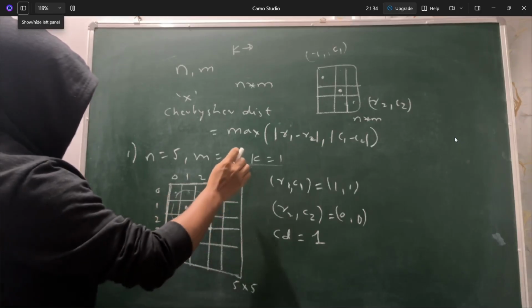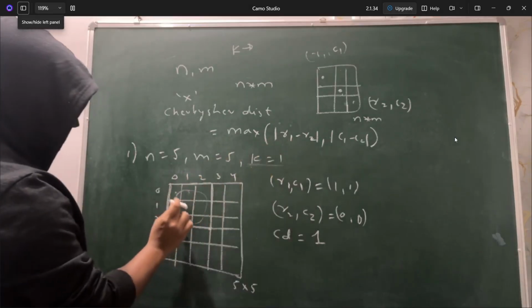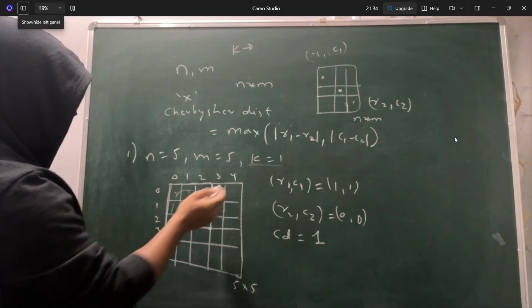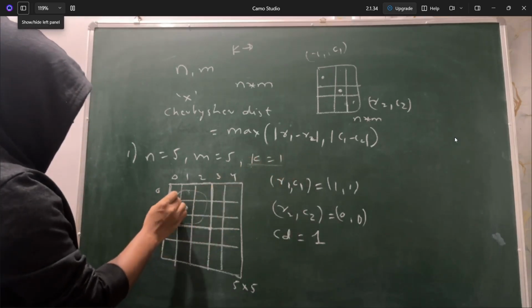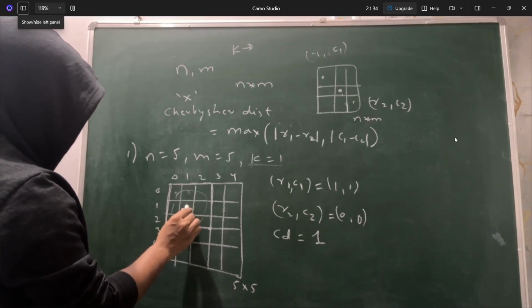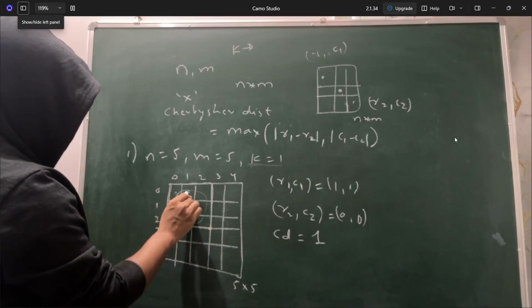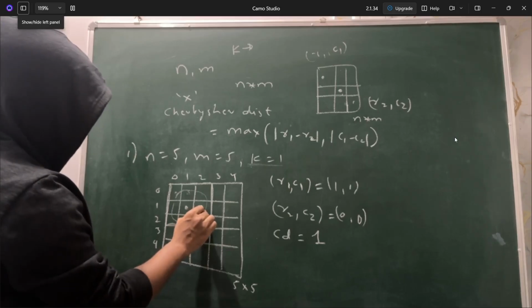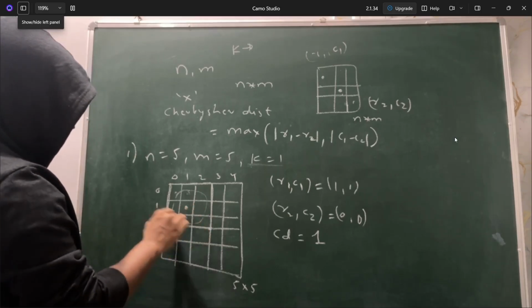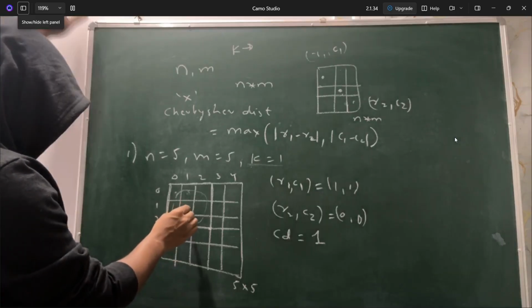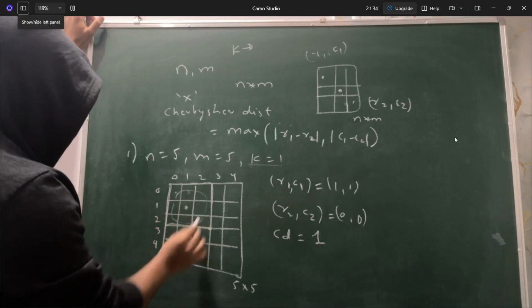So if it was something like the sum of these two, then this would not have been covered within this answer. But since it is the max of these two, it is covering. So basically in all directions, one distance you can go: one distance up, one distance in this diagonal, one distance right, one distance in this diagonal. So from the given place of the sensor, you can cover one distance in all directions.